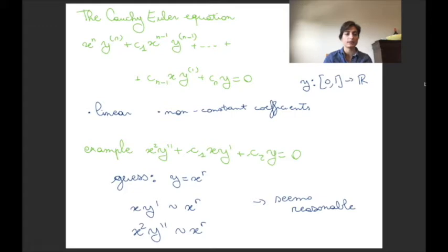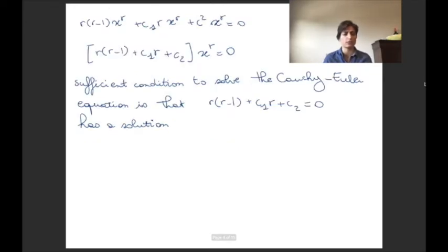For example, we can look at x squared y second plus c1 x y prime plus c2 y equals 0. As a first guess, we can think of y as a monomial in x, so x has some power r. Because if x has the power r, then the first derivative of y times x is again something that is x at the power r, and the second derivative of y times x squared is again something like x at the power r. So it seems like a reasonable assumption. Let's see how this works out.